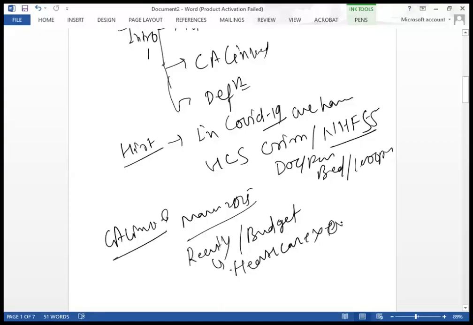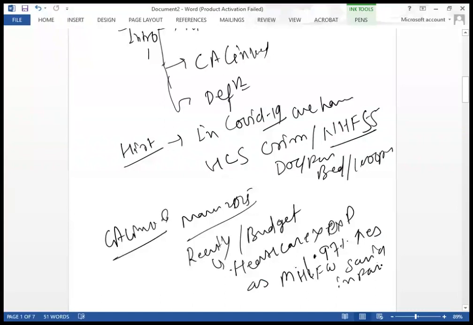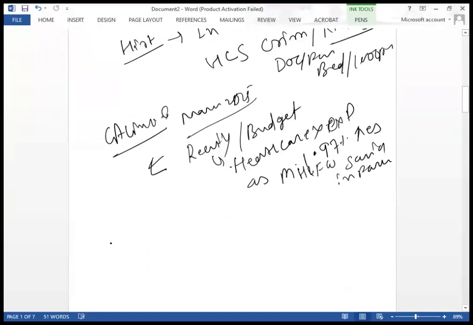Expenditure has increased by 1.97%, as the Minister of Health and Family Welfare said in Parliament. Okay, so you can start like this.